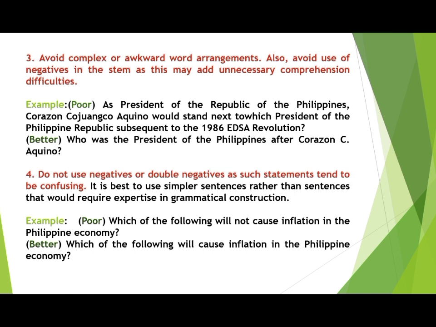And then, guidelines number 3, avoid complex or awkward word arrangements. Also avoid use of negatives in the stem as they may add unnecessary comprehension difficulties. Example, the President of the Republic of the Philippines, Corazon Cojuangco Aquino, would stand next to which President of the Republic subsequent to the 1986 EDSA Revolution. So, dapat i-avoid ang awkward arrangements.